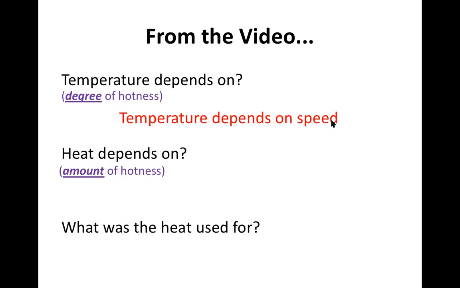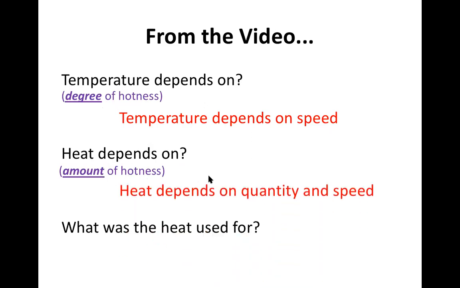So temperature depends on speed, but what does heat depend on? Heat is explained in the video as the amount of hotness. So heat depends on the quantity and the speed. If you go back to the analogy, it's both the value of each bill and the number of bills. Would you rather have the amount of money in the whole bucket or in the small teacup? Even though one bill in the teacup is $100 and one bill in the bucket is only $50, there is more total money in the bucket, or there's more total hotness in the bucket.